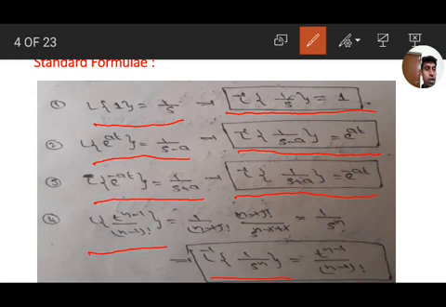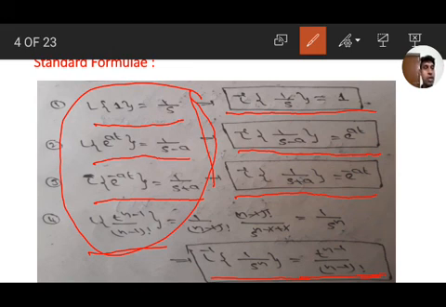The inverse Laplace transform of 1 by s to the power of n is t to the power of n minus 1 by n minus 1 factorial. These are four formulas based on Laplace transforms, the reverse of Laplace transforms. We have to remember these formulas for the inverse Laplace transform.